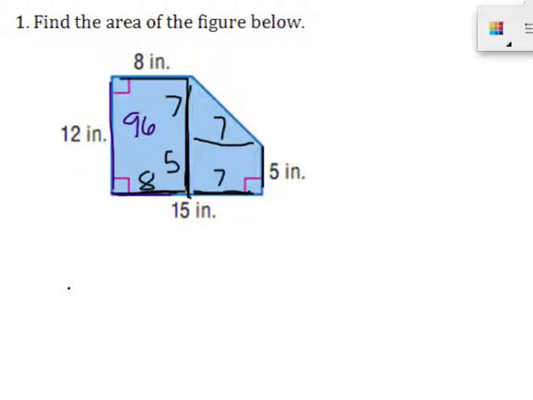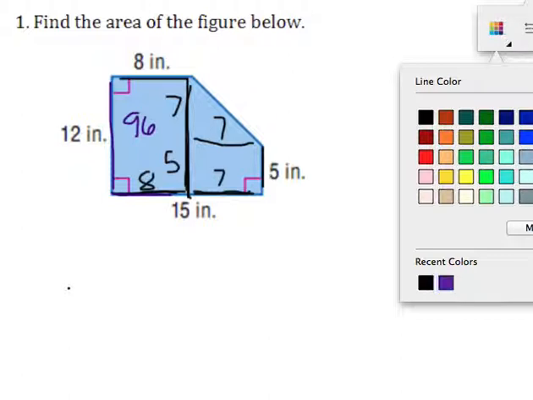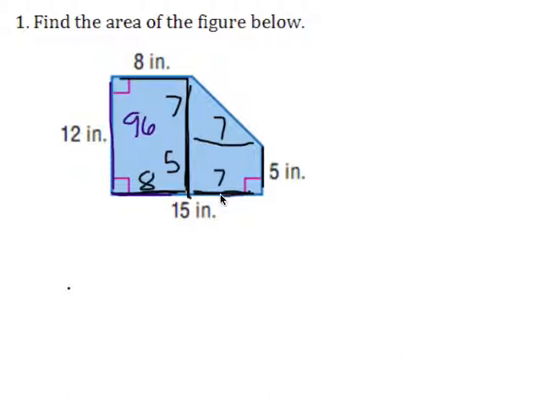Now I'm going to get the area of this other rectangle, this one right here. Again, I'm going to do base, which is 7, times height, which is 5. And base times height, 7 times 5, is going to give me 35 for the area of that second rectangle there.